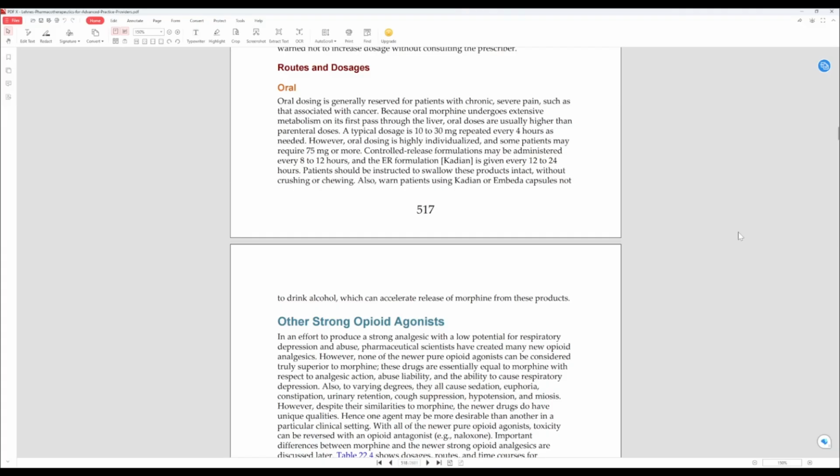The controlled release formulations may be administered every 8 to 12 hours, and the extended release formulation is given every 12 to 24 hours. Patients should be instructed to swallow these products intact without crushing or chewing. Again, also warn patients who are using the extended release formula or the combo drugs not to drink alcohol, which again can accelerate the release of morphine from these medications.